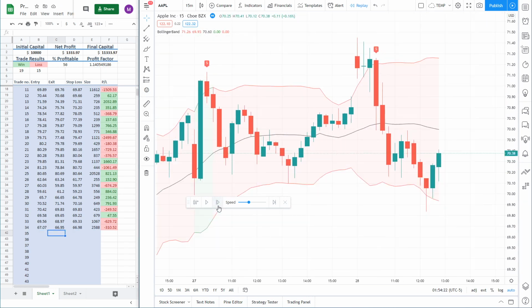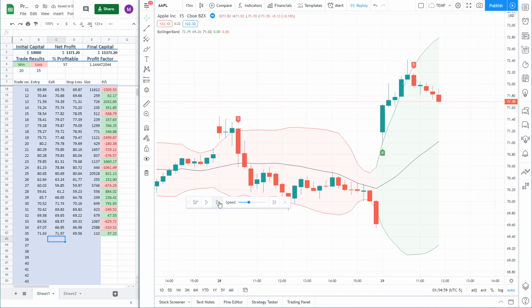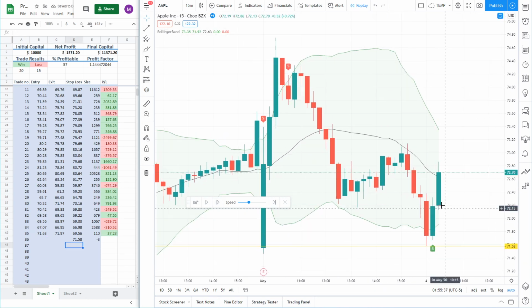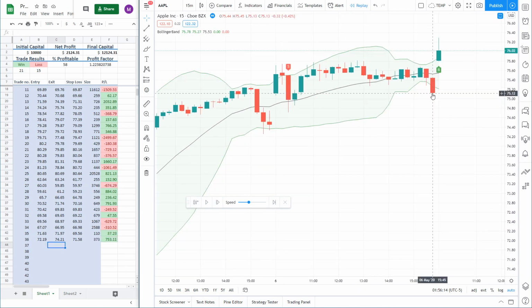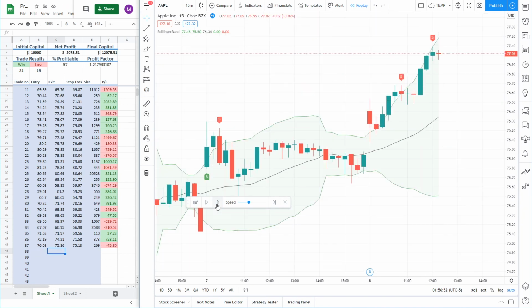Many trading strategies are specifically developed for a particular time frame or market. This strategy can be traded across any time frame and across any market of your choice.